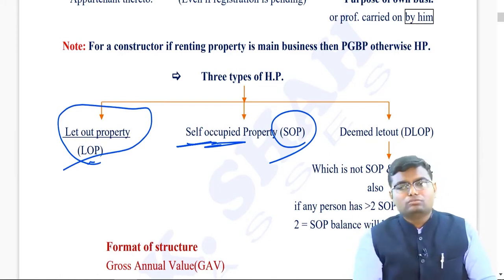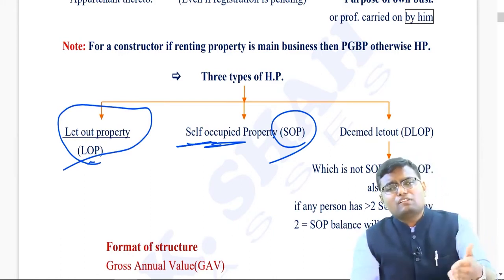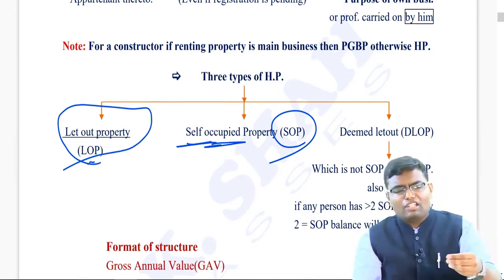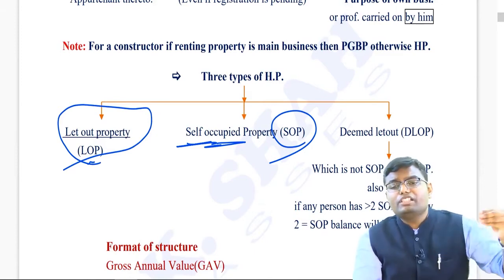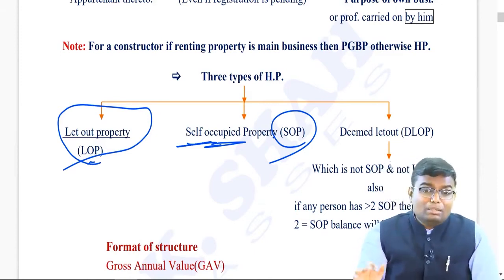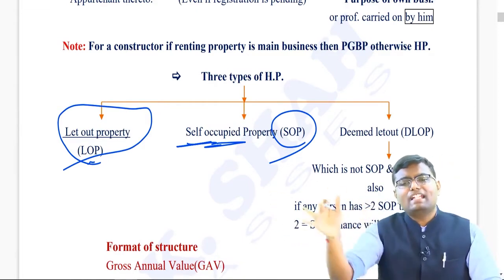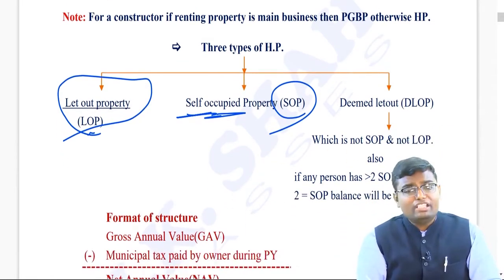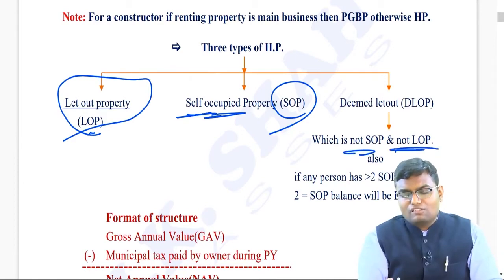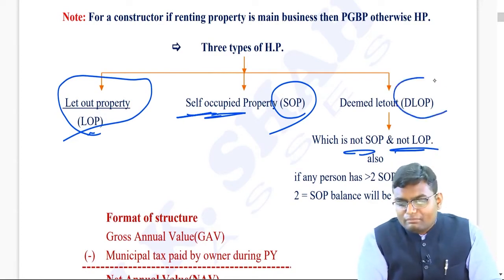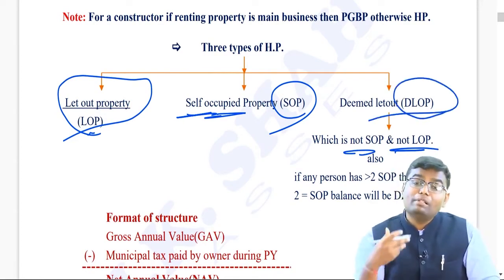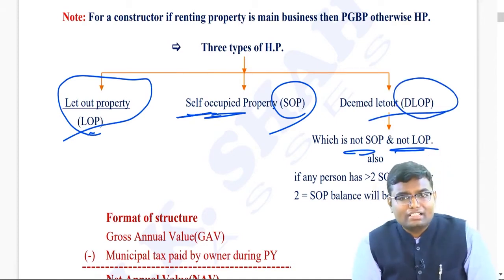Third, what you can do: you are neither using it for your residential purpose, nor are your family members using it, nor have you given it on rent. The property is fully vacated, just vacated for the entire year. Government says we can't believe that a property can be fully vacated. And that's why a property which is not SOP and not LOP will be called deemed LOP. Government will assume that you have given it on rent.